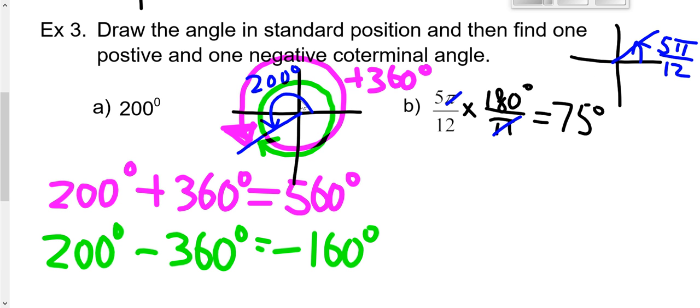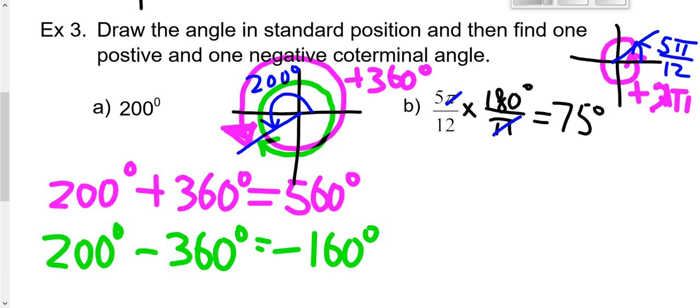Now we are trying to intimidate you with pi angle measurement, but it's the same idea. Instead of saying clockwise by 360, we say clockwise and add 2 pi. Instead of saying minus 360 for going counterclockwise, we say minus 2 pi. So if this angle is 5 pi over 12, to find a positive coterminal arm by one rotation, we start here and go counterclockwise. That means we just added 2 pi to it.